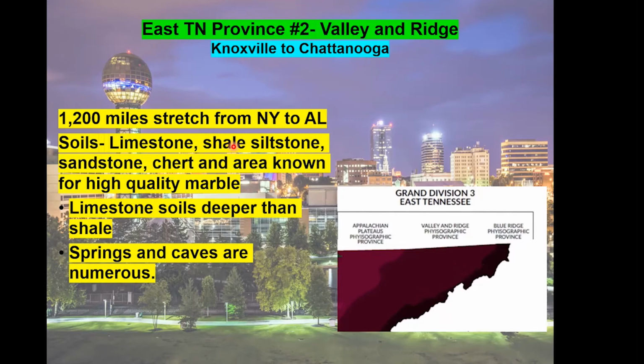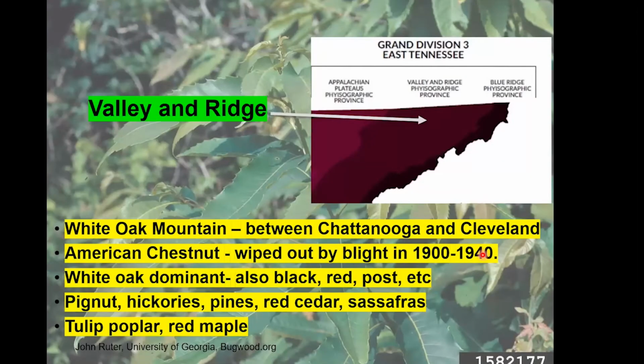It has soils with limestone, shale, marble. It's known for high quality marble. Wow. Some of the limestone is deeper than shale. And again, there are numerous springs and caves on this side of the state. The Valley and Ridge, just bring it home a little bit.